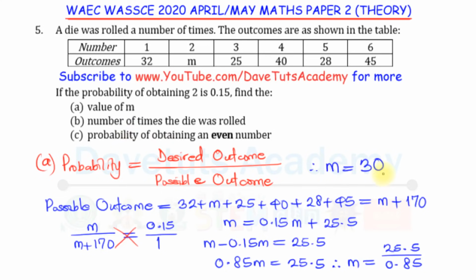So what we've been able to do is use the definition of probability as desired outcome over possible outcome. Here our desired outcome is m, which we don't know, over all the possible outcomes, which is the addition of all these outcomes, and we equate it to the probability of obtaining 2, which we are given as 0.15, and solving we get m to be 30. So we can go ahead and try to solve the other two questions that were asked.